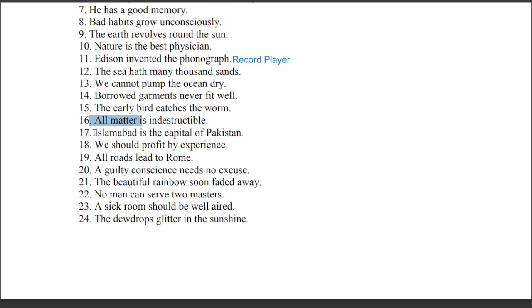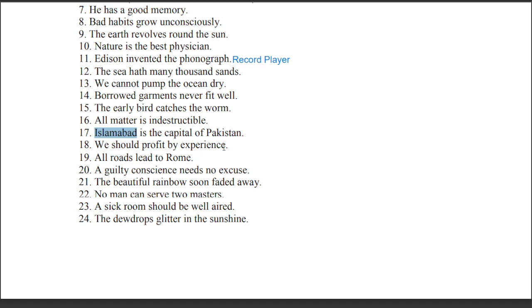17. Islamabad is the capital of Pakistan. First, a thing has been named: Islamabad. So Islamabad is the subject. Americans pronounce this word as Islamabad. So Islamabad is the capital of Pakistan. Is the capital of Pakistan is the predicate, while Islamabad is the subject.